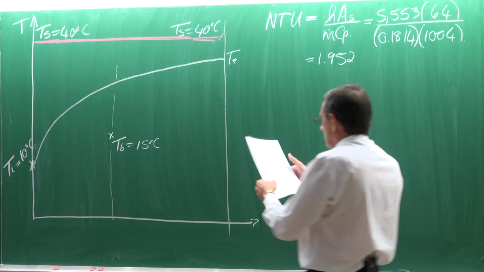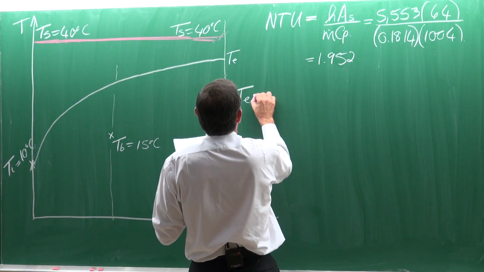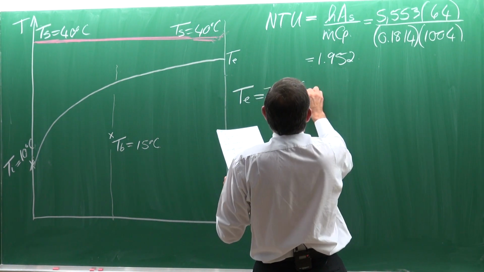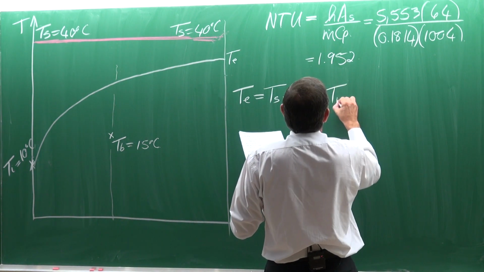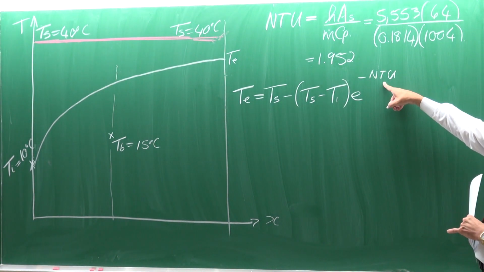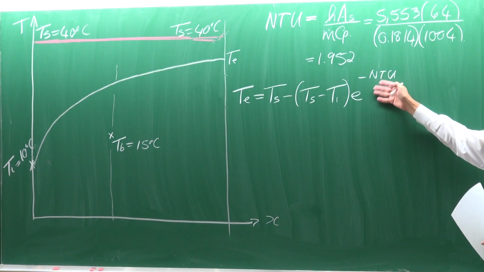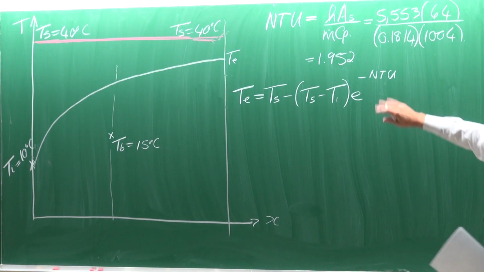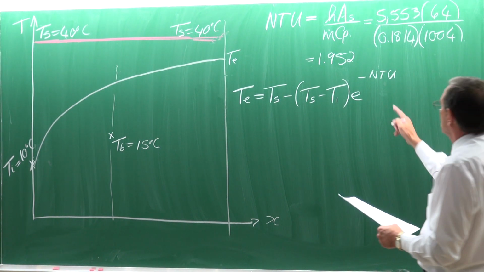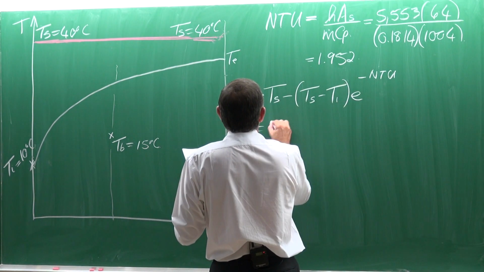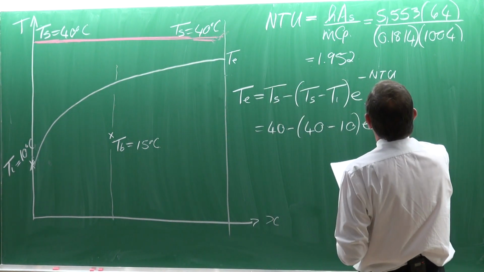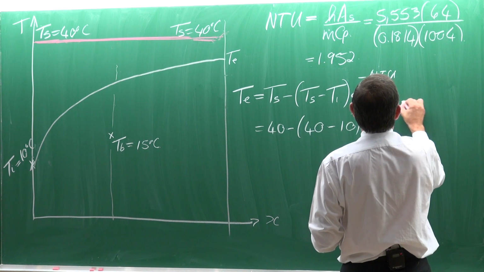Let's check it. How do we calculate the outlet temperature? Well, with this equation that we've derived in the theory classes. Outlet temperature is equal to the surface temperature minus the surface temperature minus the inlet temperature, e to the minus NTU. In your textbook, they immediately use the heat transfer coefficient, the surface area, the mass flow rate, CP, etc. You do the calculation, but you do not get a feeling beforehand for how good the heat transfer rate is going to be. So I prefer to do it like this. The surface temperature is 40, the inlet temperature is 10, and the NTU is equal to 1.952.